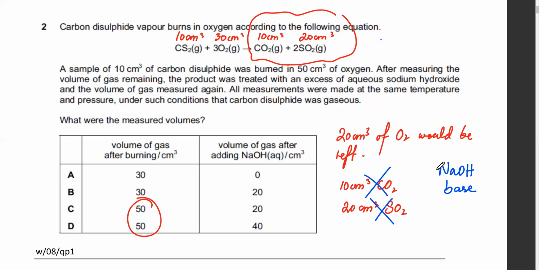So the volume of gas after adding NaOH will only contain oxygen, and that's going to give you 20 cm3. So it's going to be C. Before adding NaOH, the resultant mixture of gases had oxygen, CO2, and SO2 in it. Once you added NaOH, the CO2 and SO2 are gone, so the only thing that's left is oxygen. So that's 20 cm3. Is this question clear? Clear? Yes or no? Yes.